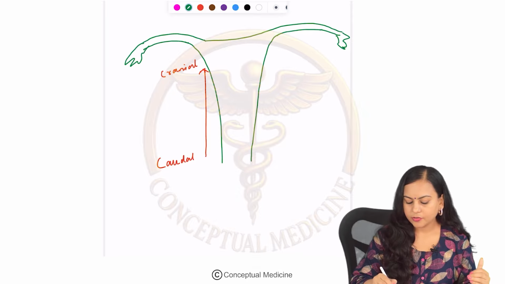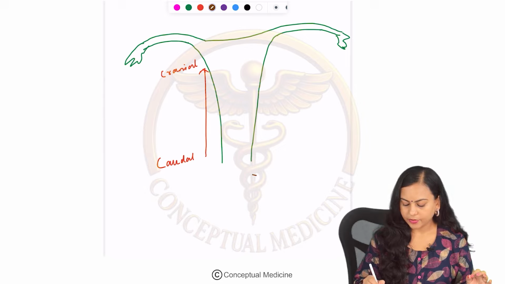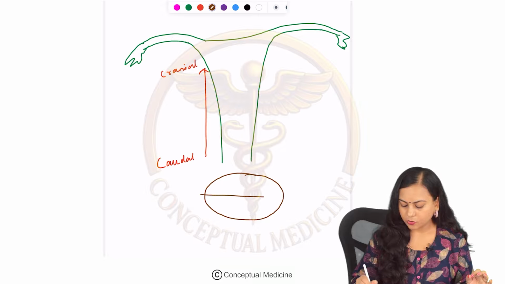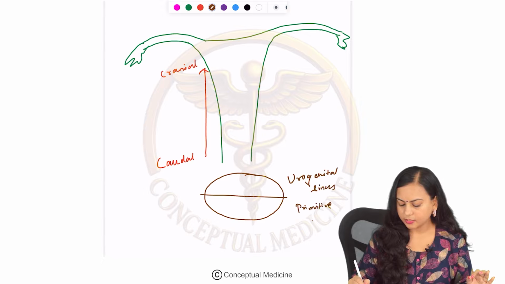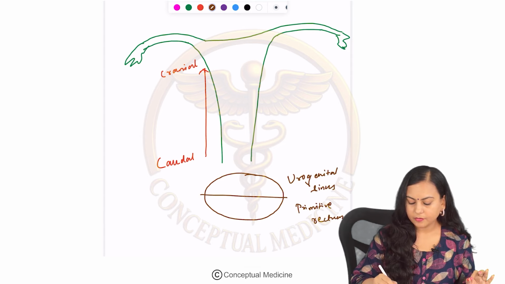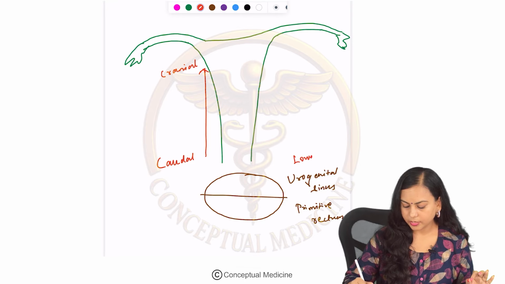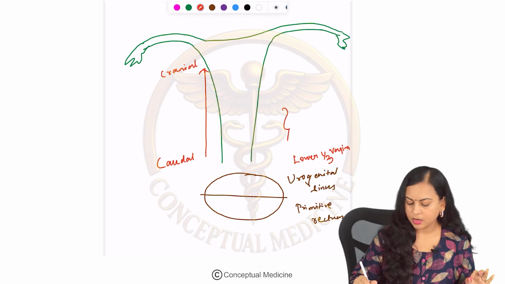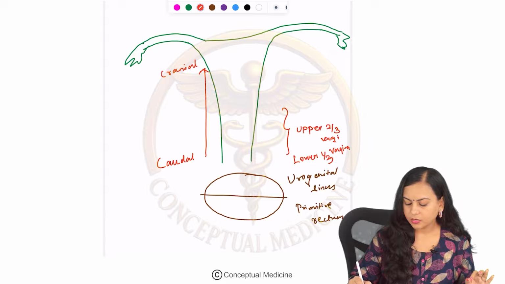Okay, and if you speak about the vagina, we have the cloaca, which is going to divide itself into urogenital sinus and primitive rectum, right? Now, from the urogenital sinus only, we will get the lower 1/3 of the vagina. Whereas Mullerian ducts will be forming the upper 2/3 of the vagina, right?